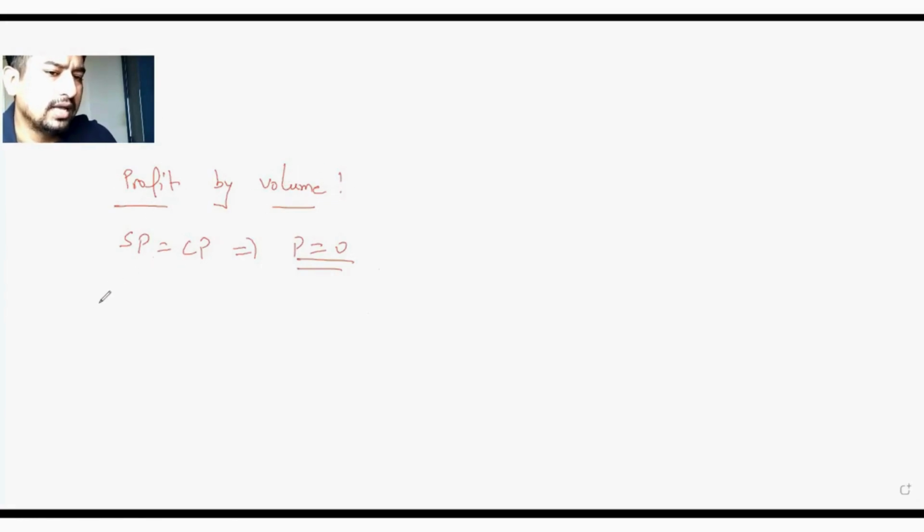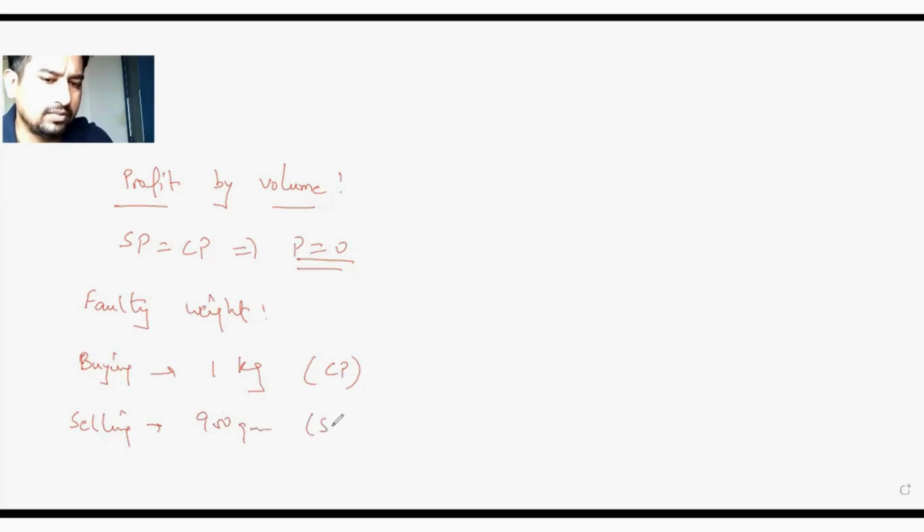What does that mean? A classic example could be using a faulty weight. What do we mean by that? We're talking about the seller here, right? When it comes to buying, the seller will buy, let's say, 1 kg at the cost price. When it comes to selling, he will use probably 900 grams on SP. Now, even if CP is equal to SP, the weights are not the same, right?